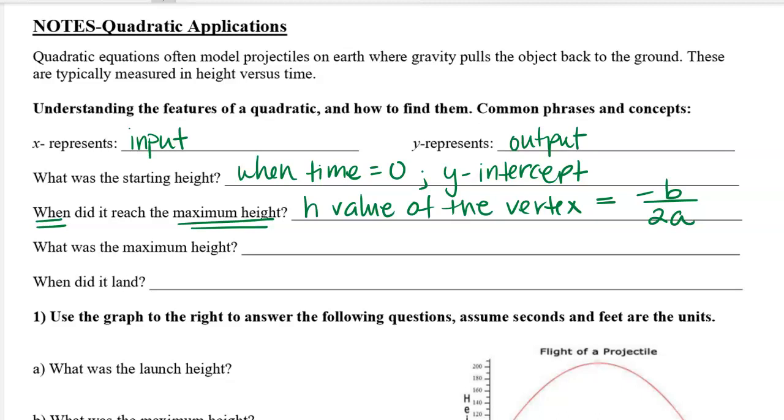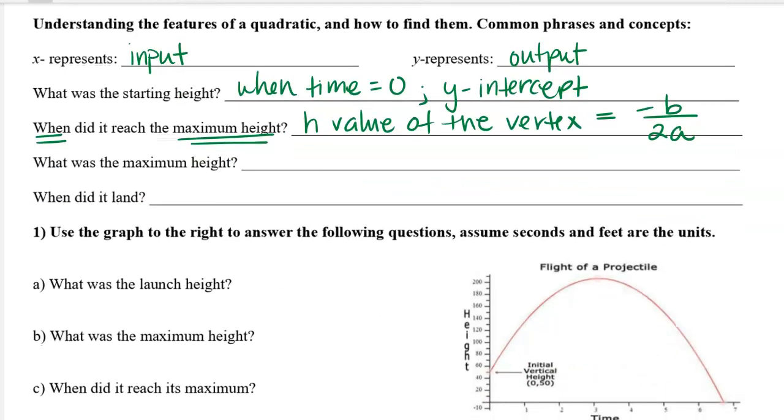Okay. What was the maximum height? Guess what this is? What is this if we are asking you to find the maximum height? What do you think? Lonnie, what do you think, hon? Yes, the K value of the vertex. How do we find the K value of the vertex? What do we do? Yes, good job. Plug the H value in. Okay.